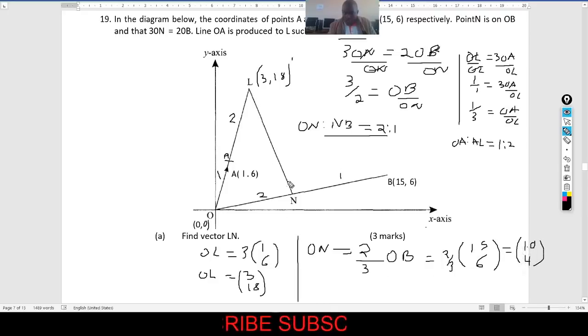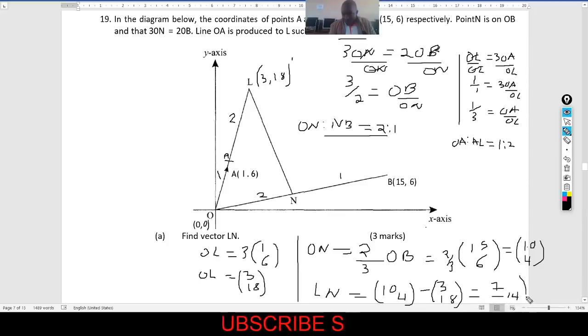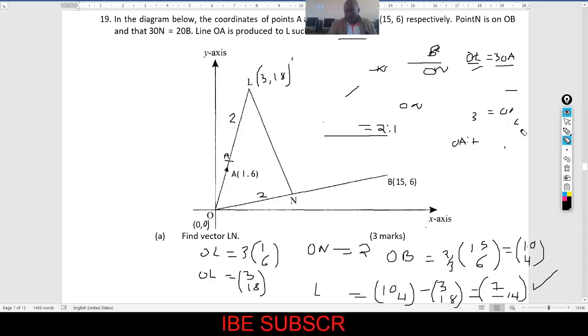And for you to get LN, it is ON minus, it is N minus L. So that is LN, that's what I'm asked. LN equals N minus L, and N is what? N is (10, 4), minus L, which is (3, 18). So this gives me 7, and 4 minus 18 is negative 14. So (7, negative 14) is what I'm asked. That is vector LN.